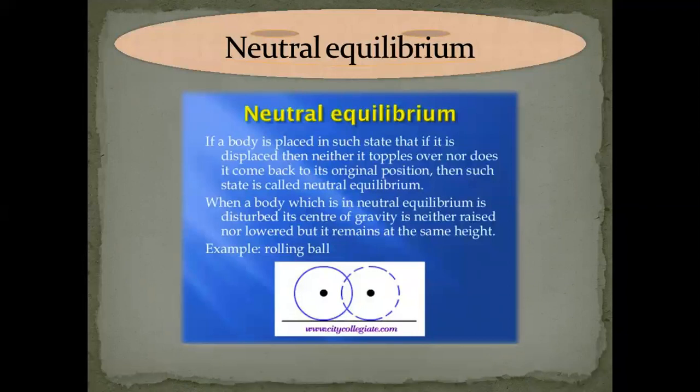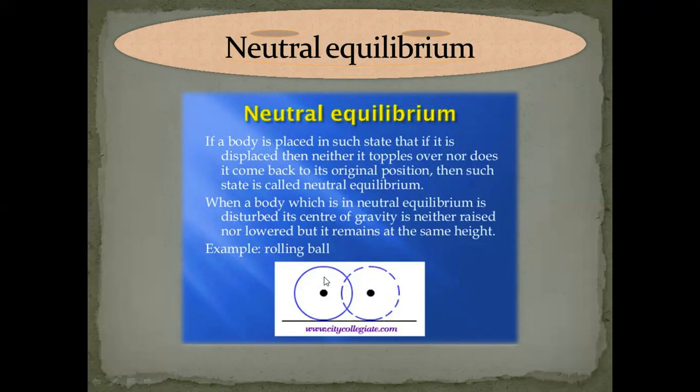The third case is known as neutral equilibrium. In this case, when a body is disturbed from its previous position, the body attains a new position. This type of equilibrium, when you disturb the body and it attains a new position, is known as neutral equilibrium. Here, this is the center of gravity of the ball, and the center of gravity of the ball does not change. It's a rolling ball, and this is the example of neutral equilibrium.